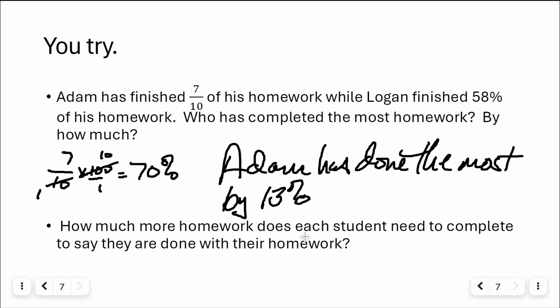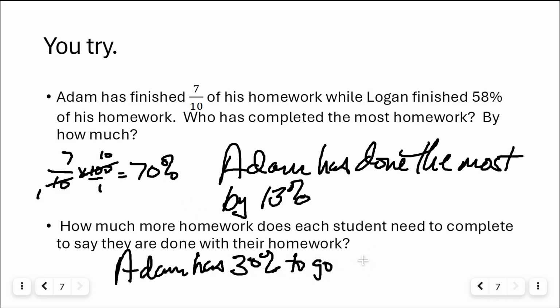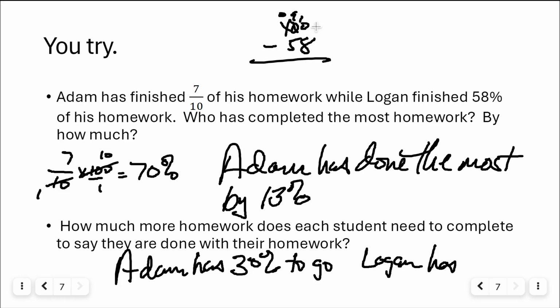How much more does each student need to complete to say they are done? So Adam, he's got 70% done. He's got 30% to go. And Logan, he wants to be at 100%, right? So 100 minus 58. That's going to be 42% to go. Okay? That's how you convert back and forth in another way.